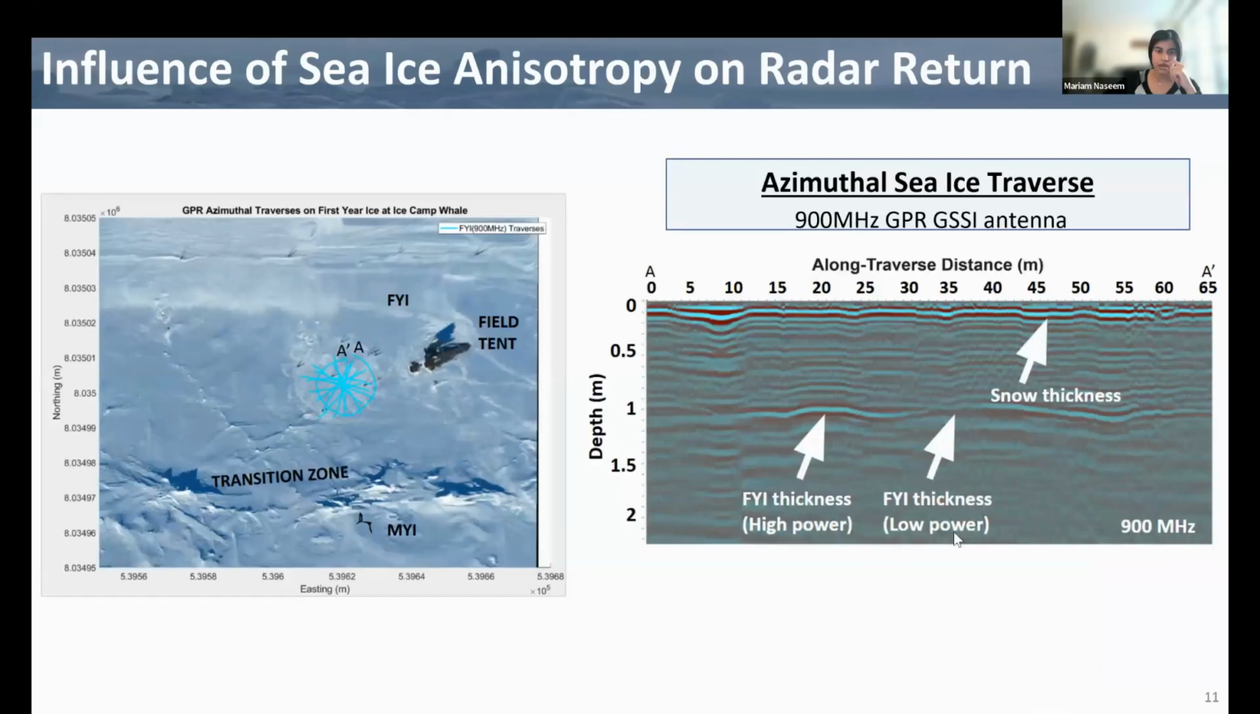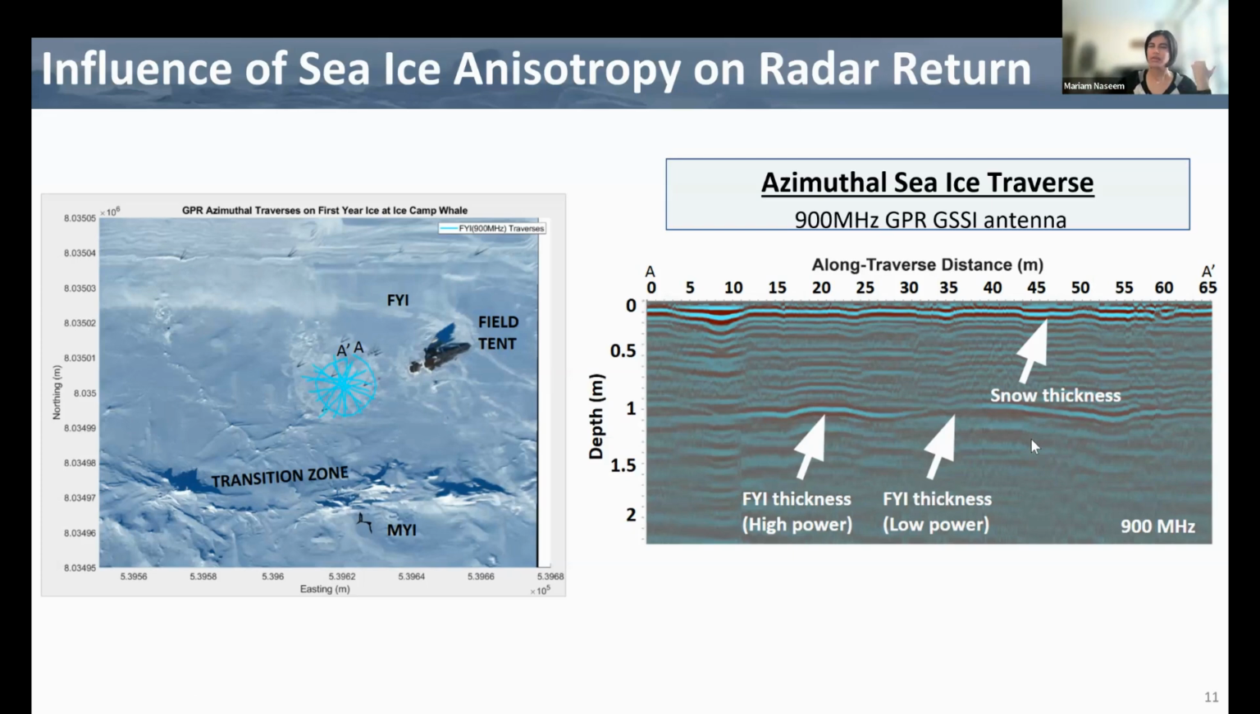We also did some azimuthal scans, so we were trying to change the direction of our scans and see how that might shed light on the internal ice structure here. One of them was this A prime circle we mapped out. And here at the 1 meter depth mark or so is where we see that ice-ocean interface in this case. But you can see patterns where there's higher signal strength, and then the signal strength begins to decrease. So there appears to be some of that anisotropic effect here as well in the sea ice that we went to for our radar scans.